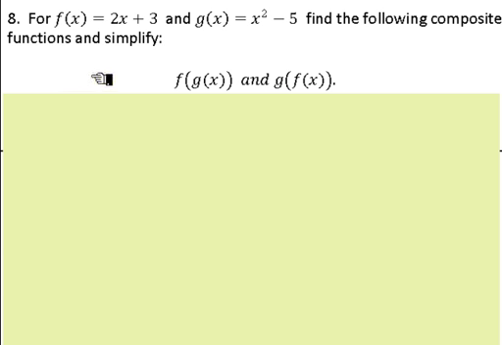In number 8, we have two functions, f and g, and we're going to form composite functions. All right, that's f of g of x and g of f of x, basically substituting one function into the other. So let's start with f of g of x. Well, here, this is what g of x is equal to. G of x is x squared minus 5. So let's put that in.